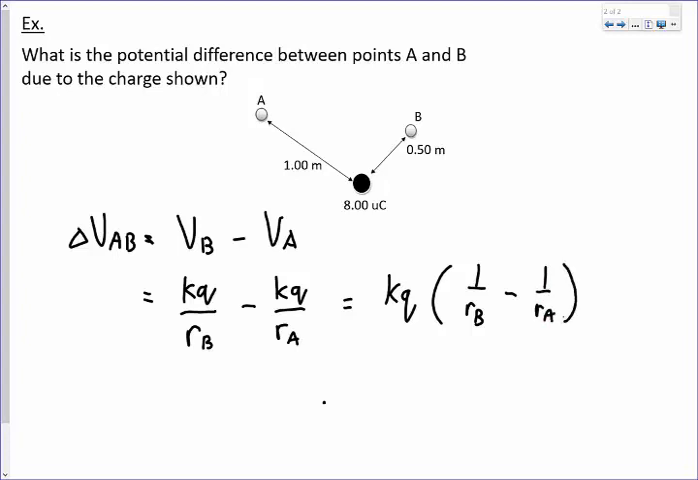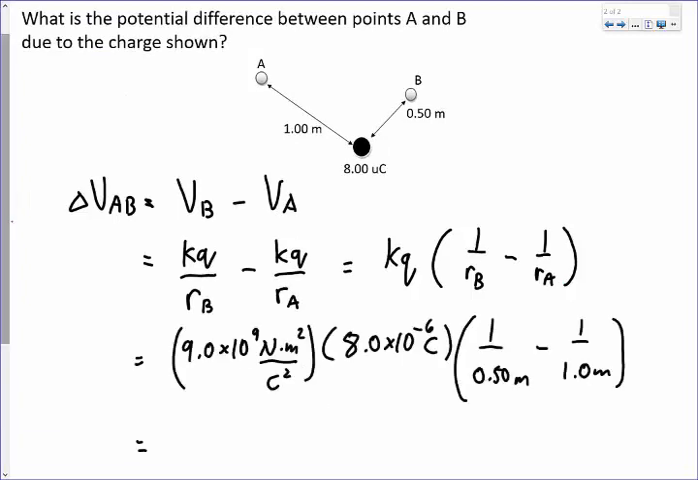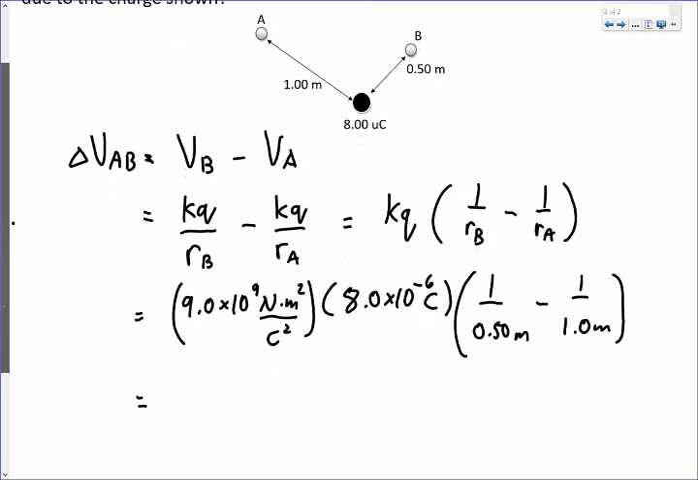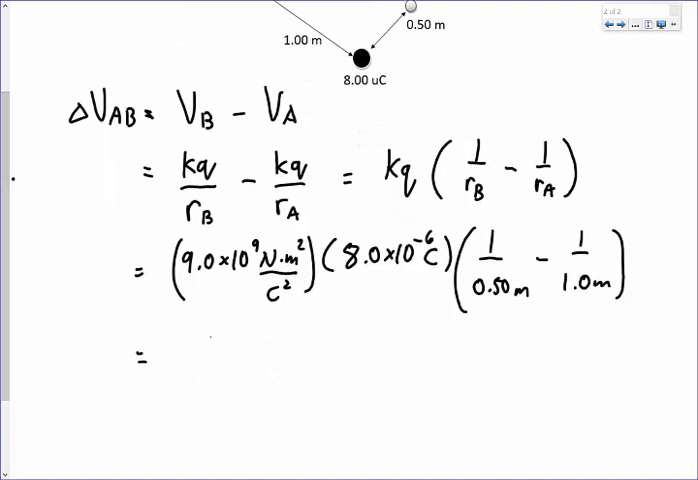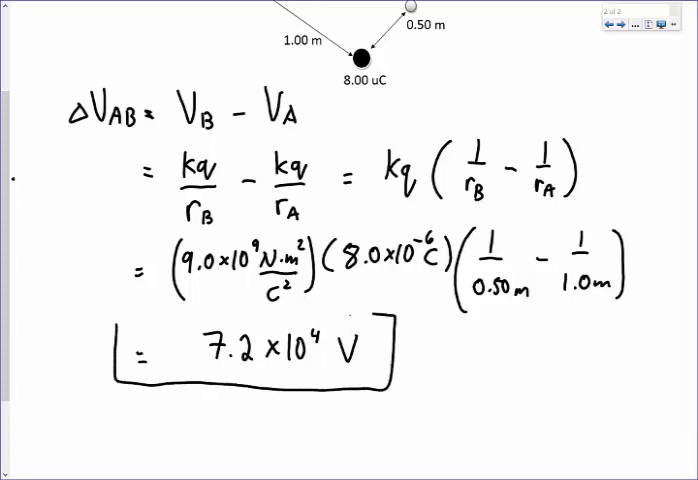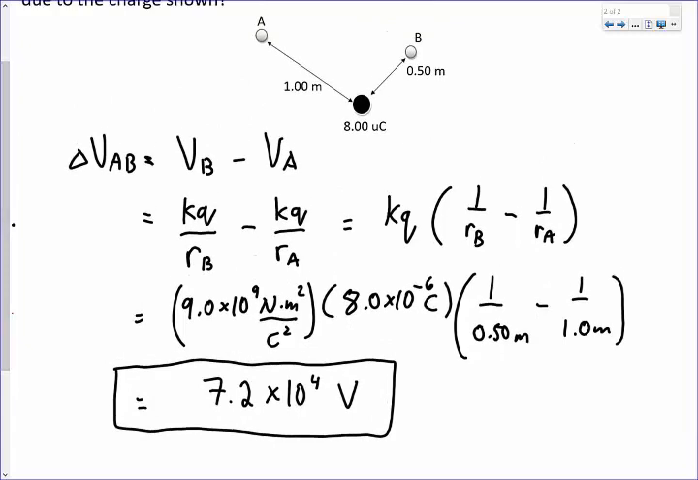And at this point, all we have to do is plug in our numbers. Like so, we have our K value. Q is our charged particle of 8 microcoulombs. And all we have to be careful about is we put the correct radius in. RB is the 0.50, RA is the 1.0. And in the end, what we find, 2 sig figs, is we get 7.2 times 10 to the 4 volts. And that is the potential difference going from point A to point B.